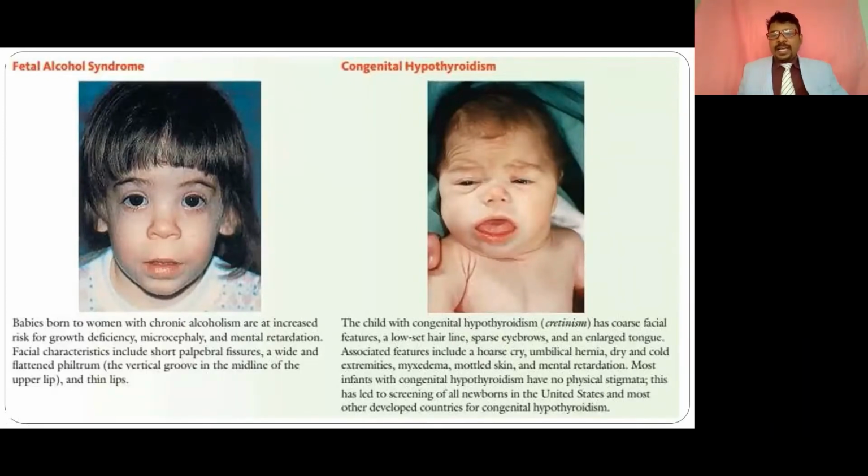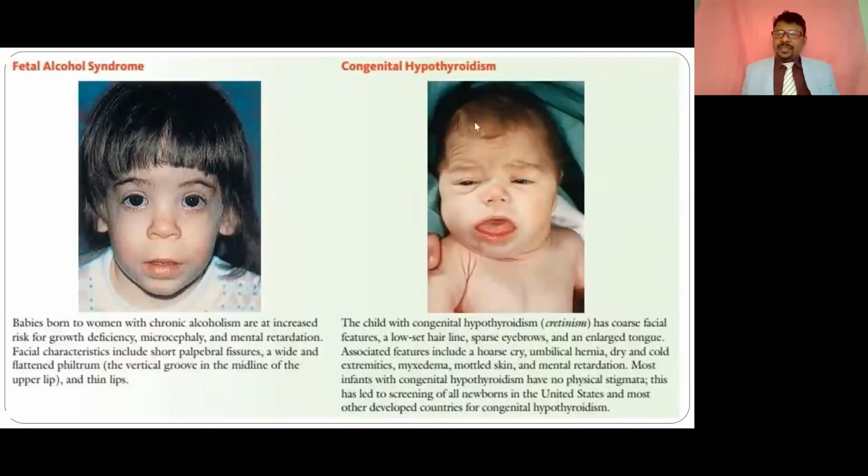And also the next one is congenital hypothyroidism. Just now we saw hypothyroidism in the adult, which we call myxedema, and in babies, congenital hypothyroidism is called cretinism. This one has coarse facial features, low set hairlines, sparse eyebrows, and also an enlarged tongue. The tongue is going to be bigger in size. Its associated features include a hoarse cry and also umbilical hernia. The baby may get a hernia, a bulging in the umbilical region, with displacement of an internal organ of the body. The skin becomes dry, with cold extremities, myxedema and mottled skin, and mental retardation.